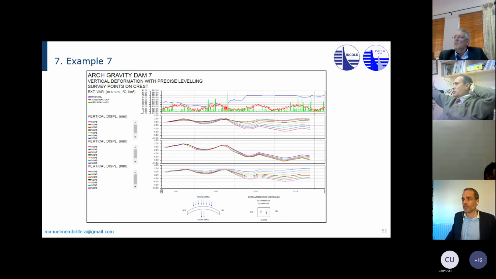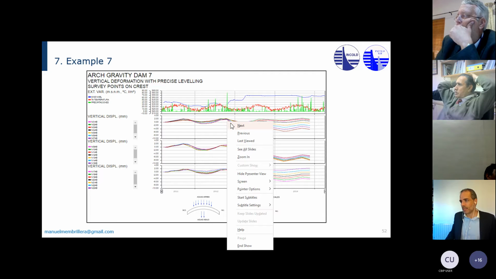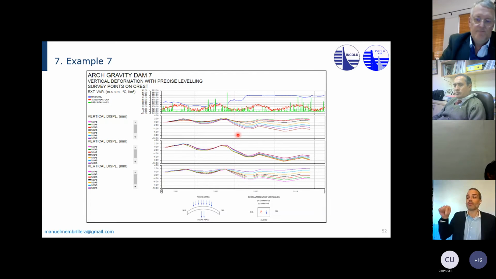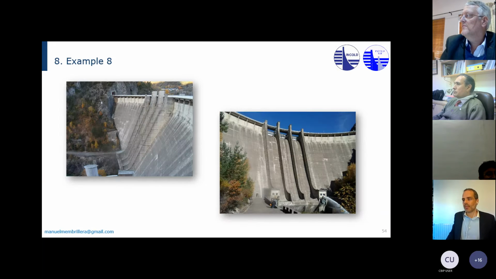But then with first filling, just look at this. With first filling, you see how the dam goes down because of the deformation of the foundation. Beautiful. And to wrap it up, this is another dam, in this case an arch gravity dam in the Pyrenees.